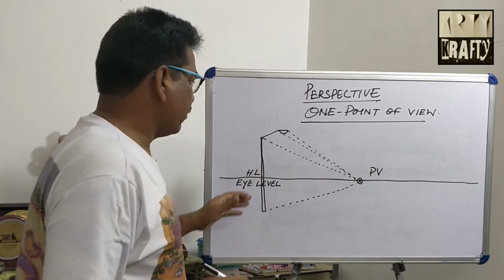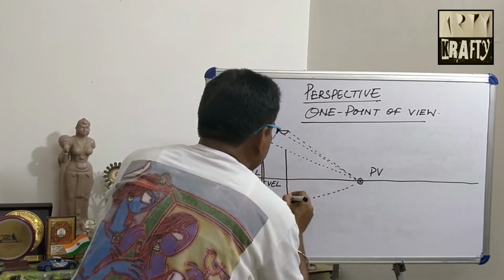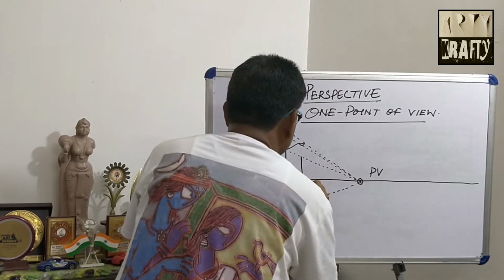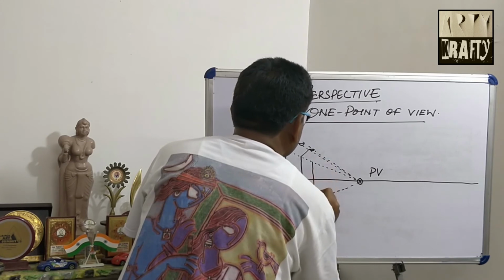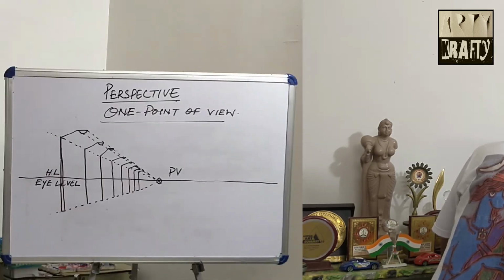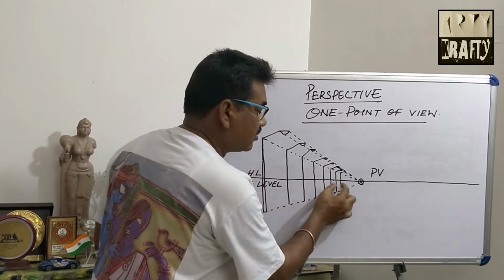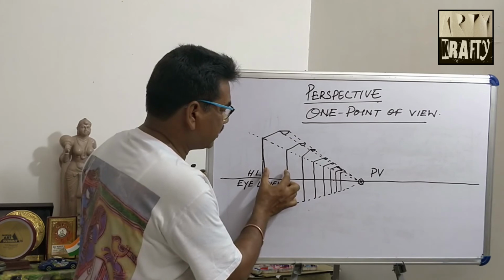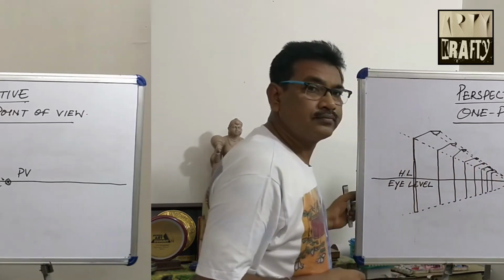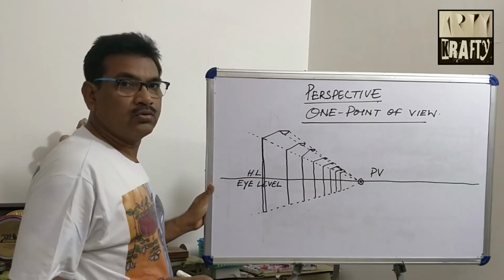Now, where will be the next light post? Let's see. Again, clear? See here, the gap between the two light posts is in decreasing order. The gap between the first two is bigger than the gap between the second and third, and so on. Now, I am going to draw a railway track here, keeping this point of view as the vanishing point.